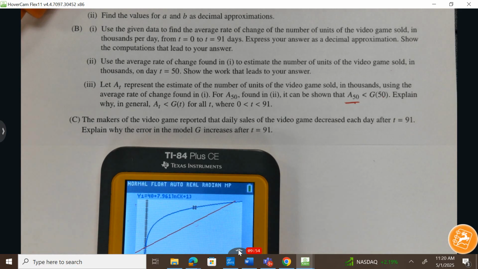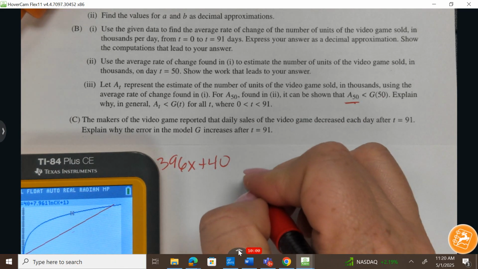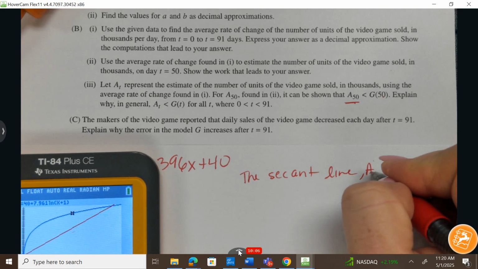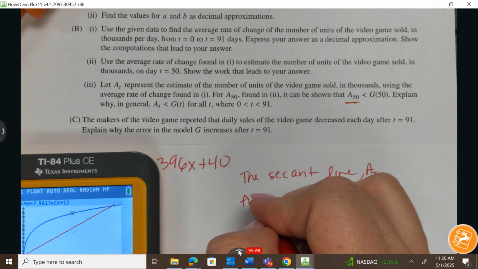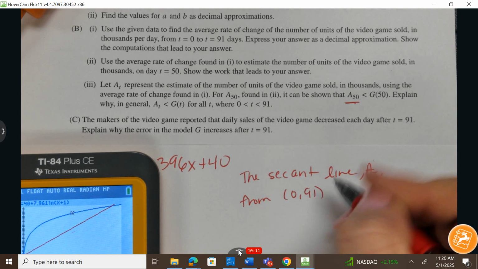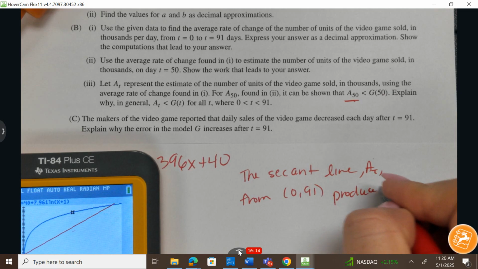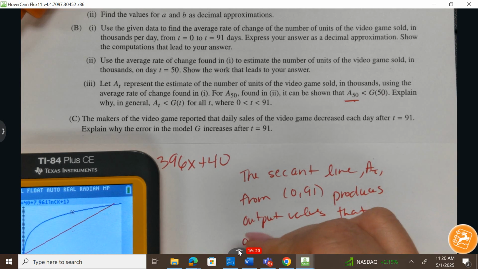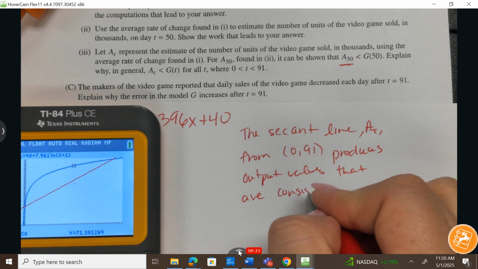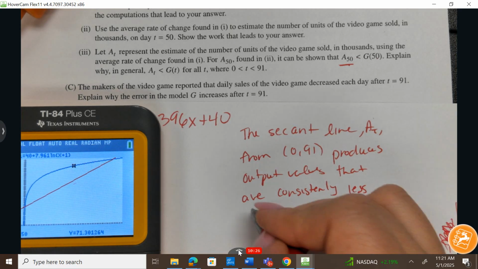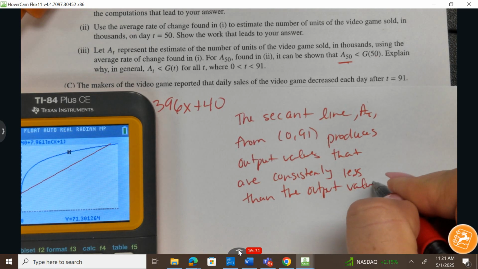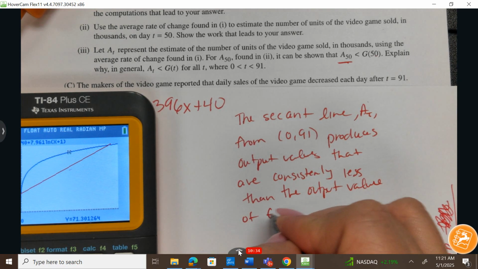Explain why this is true for all values from 0 to 91. Well, we can see that the secant line, which is A of t, from 0 to 91 produces output values that are consistently less than the output values of g of t.